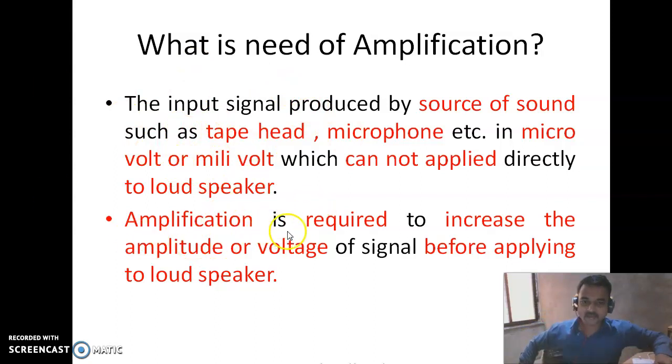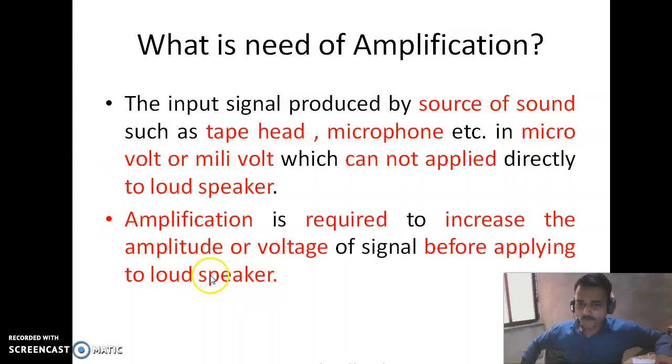So amplification is required to increase the amplitude or voltage of the signal before applying it to the speaker. Why do we need an amplifier? An amplifier is required in between the microphone and loudspeaker, because the output signal of the microphone is in millivolts or microvolts. So we cannot give the microphone output to the loudspeaker directly.